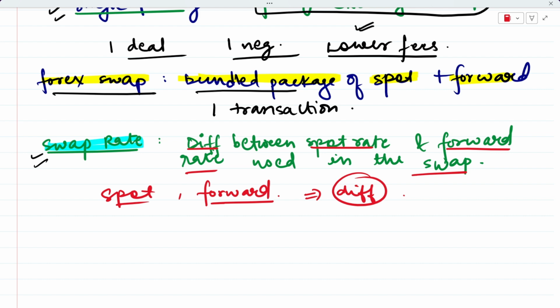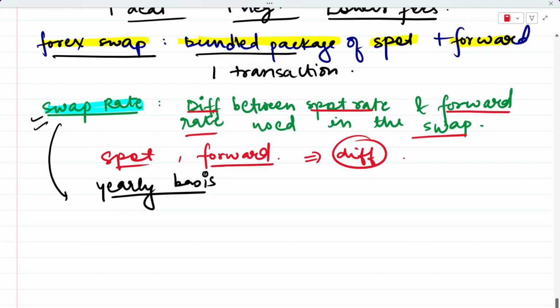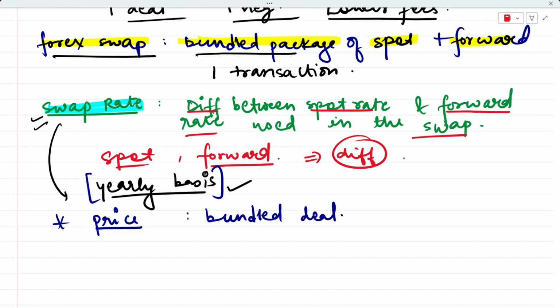This difference becomes my swap rate, and this rate is expressed on a yearly basis. Why do we express it on a yearly basis? Because we want to find its value over a period of 1 year. And the swap rate, I hope you all have understood, is the price that I'm paying for doing the bundled deal. Whenever I'm doing a bundled deal, this is the price that I have to pay.